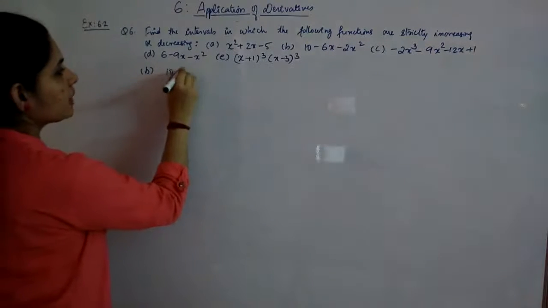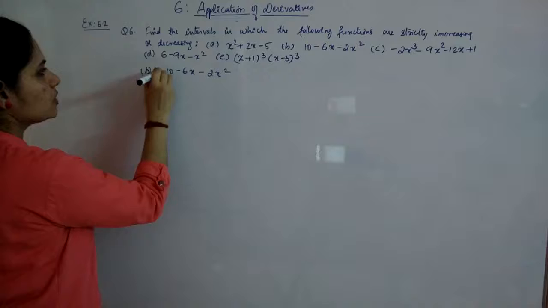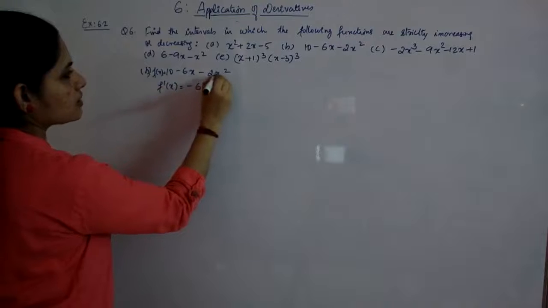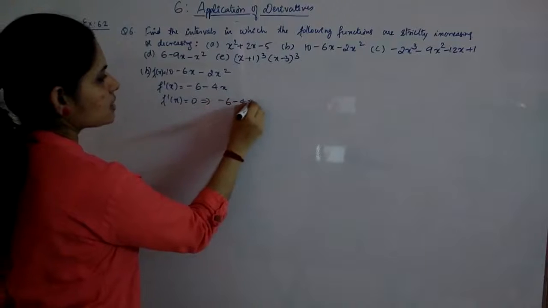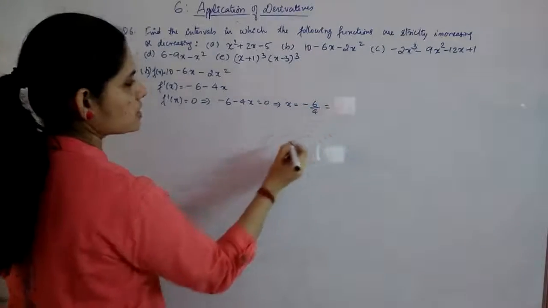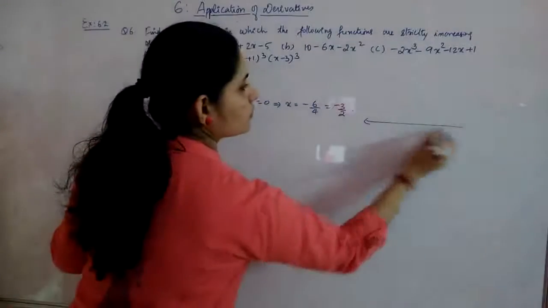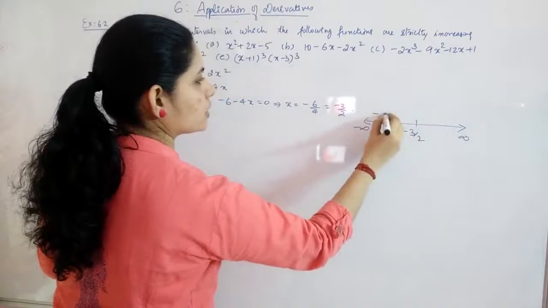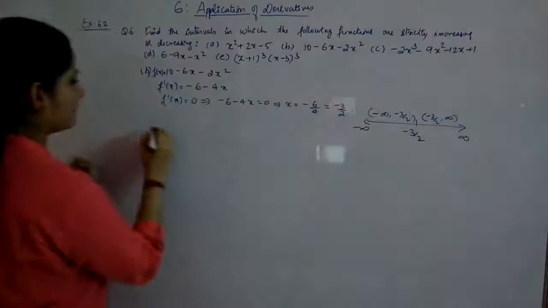Part B is 10 minus 6x minus 2x square. So again, f dash of x is minus 6 minus 4x. Again, f dash of x equal to 0 will give you minus 6 minus 4x equal to 0, or x is equal to minus 6 by 4, which is minus 3 by 2. Now you have to go for the interval breakage from minus infinity to infinity. You have only one value, minus 3 by 2, so the intervals are minus infinity to minus 3 by 2, and minus 3 by 2 to infinity.